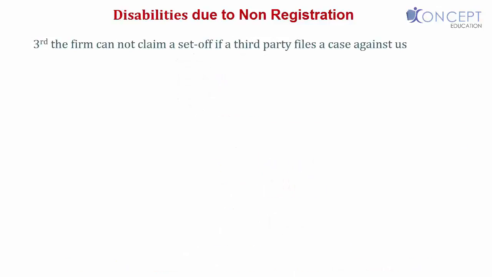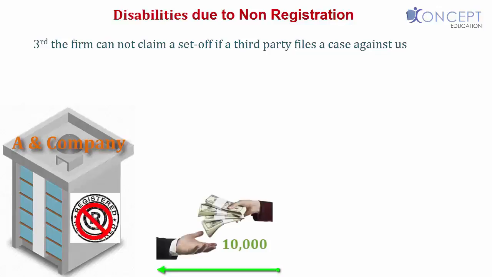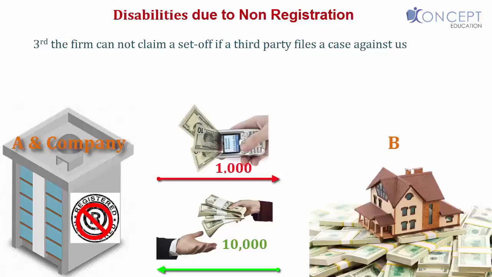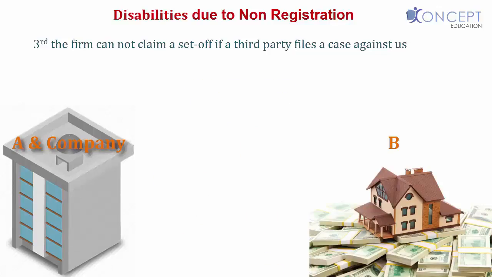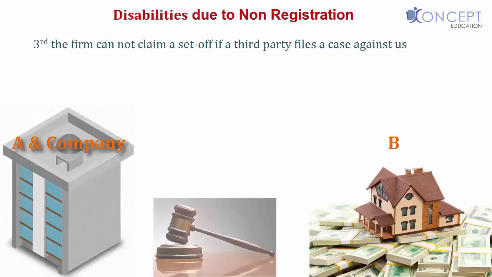The third disability is that the firm cannot claim a set-off if a third party files a case against us. Well, let's take an example to understand this. Imagine a firm, A and Company. It's an unregistered firm. They borrowed 10,000 rupees from B, a money lender. And also they sold goods rupees 1,000 to B. Now that sale was a credit sale. So B has not paid for that 1,000 rupees. After a while, we were unable to pay the loan back to B, and B filed a suit against us for the recovery of 10,000.